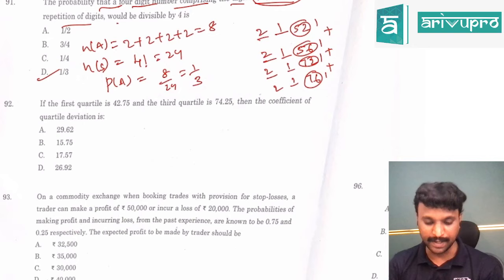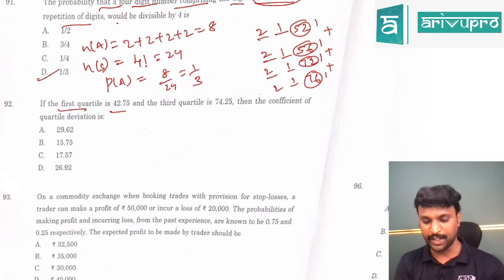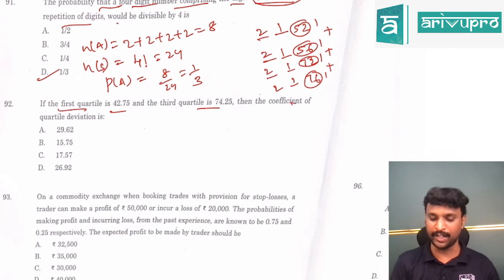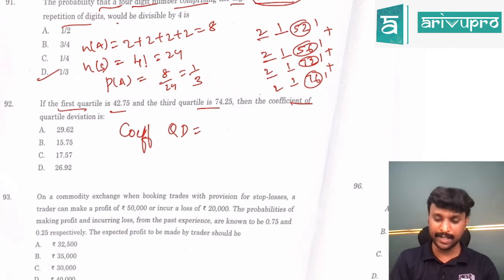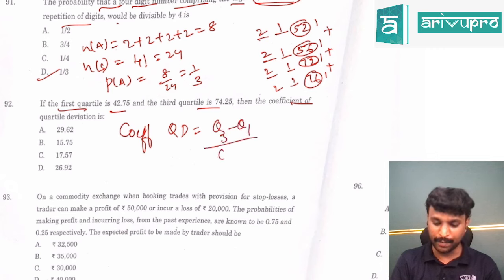Option D is the answer. Guys, look at the next question. If the first quartile is 42.75 and the third quartile is 74.25, then find the coefficient of quartile deviation. Guys, the quartiles are given. It's (Q3 minus Q1) divided by (Q3 plus Q1), into 100.